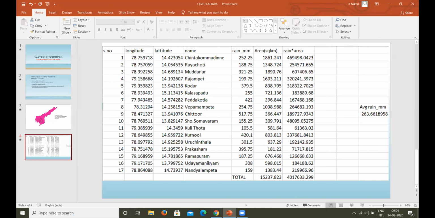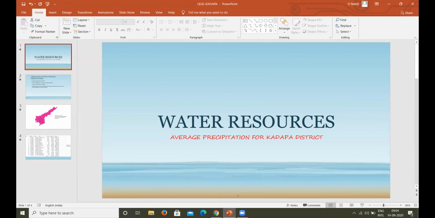Nikhil, please start sharing your screen. Nikhil. Okay, he started. All right. Please come from the first slide onwards. Average precipitation for Kadapa district. Why water resources? Ideally you should have your name there, right? Anyway, that's okay. Don't insert anything now. So keep going. Put it in presentation mode. You know how to do that.